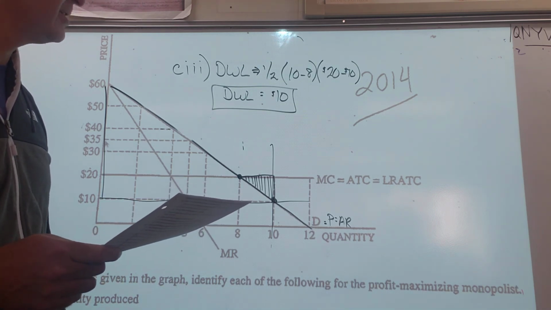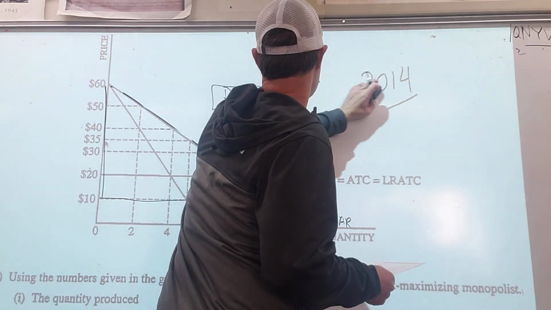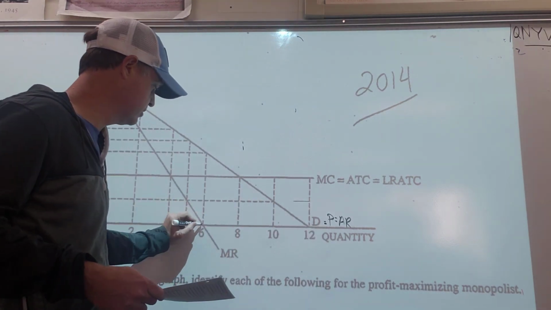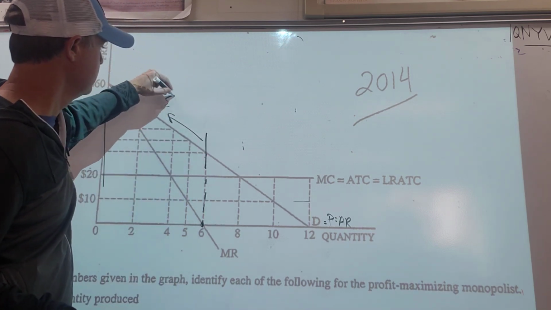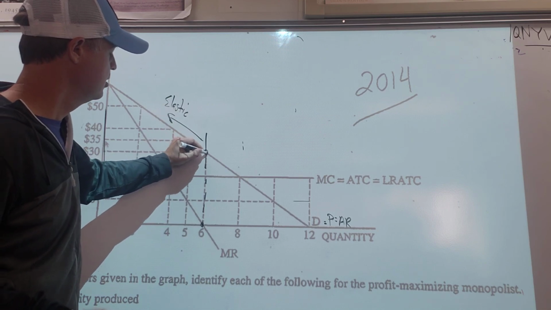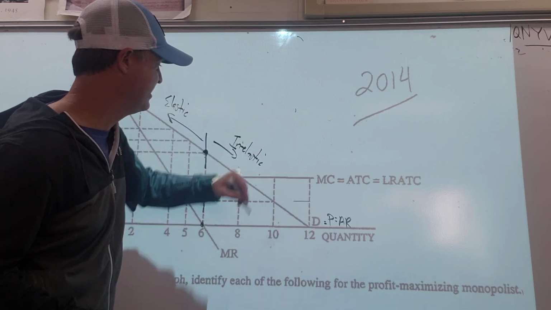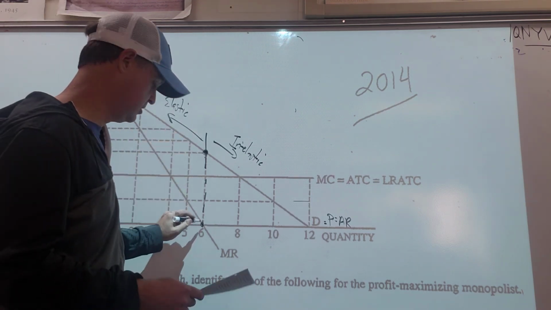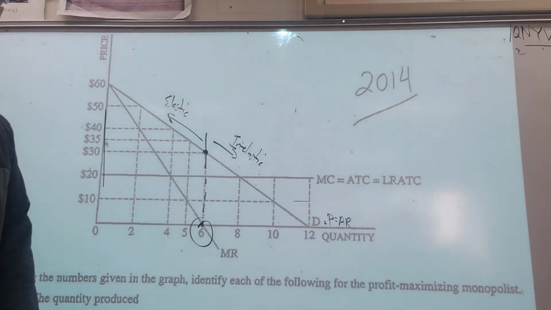D, at what quantity is demand unit elastic? As soon as you see unit elastic, okay, that is where MR equals 0. Remember, here's where MR equals 0. If you carry that up to the demand curve, that means anything above that point on the demand curve is elastic. Any part below it is inelastic. Above it is elastic, below it is inelastic. So what we have is the unit elastic quantity is 6 units, where MR equals 0.